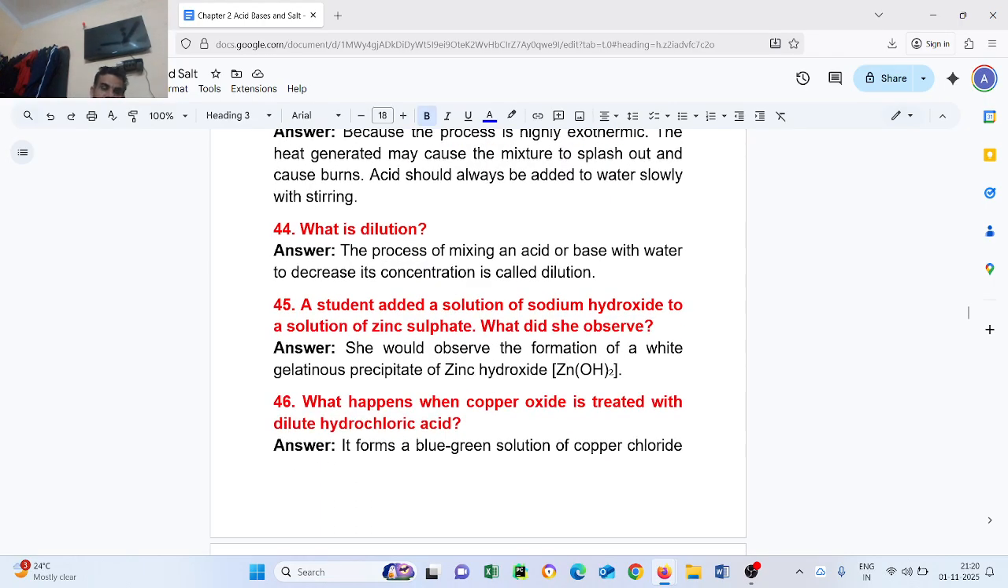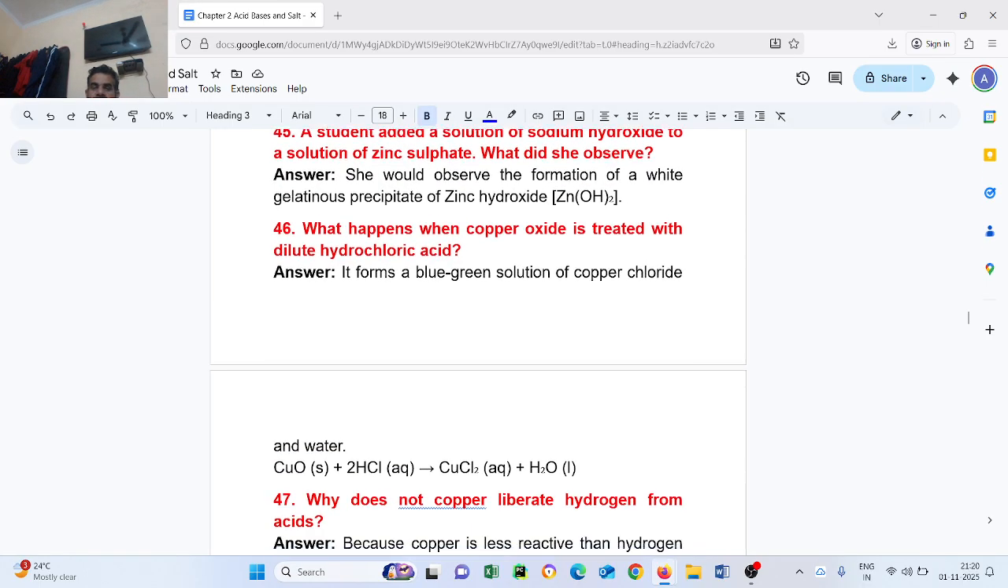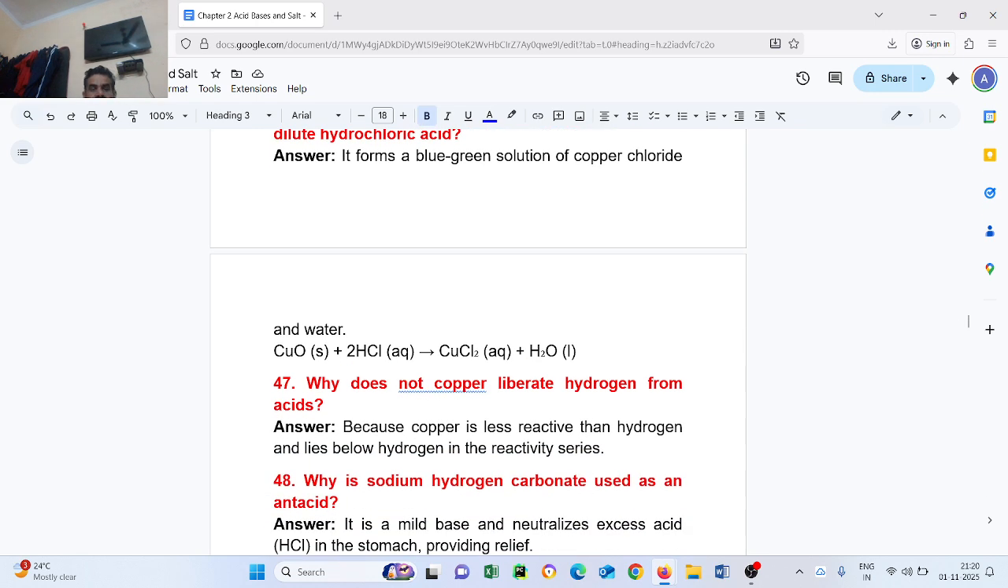Question number 46. What happens when copper oxide is treated with dilute hydrochloric acid? It forms a blue-green solution of copper chloride. CuO plus HCl gives CuCl2 plus water. Why does copper not liberate hydrogen from acid? Because copper is less reactive than hydrogen and lies below hydrogen in the reactivity series.